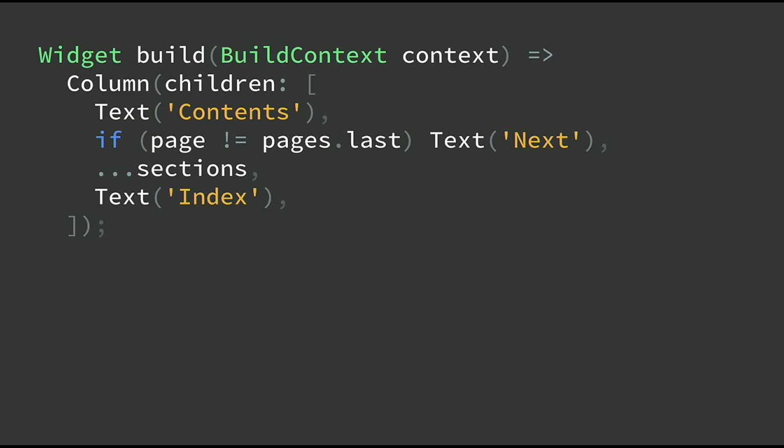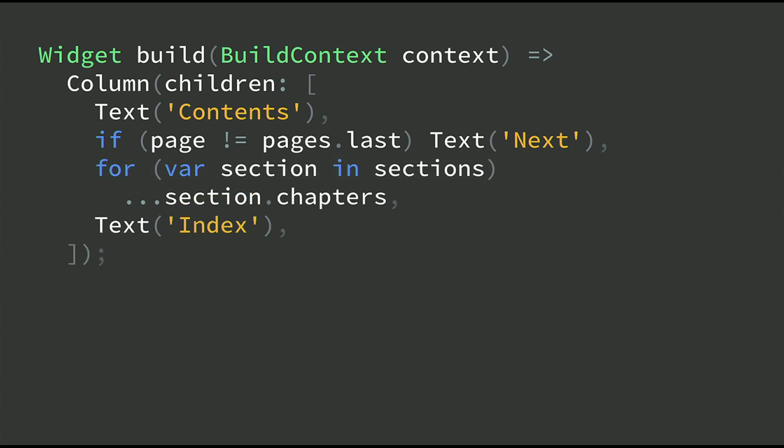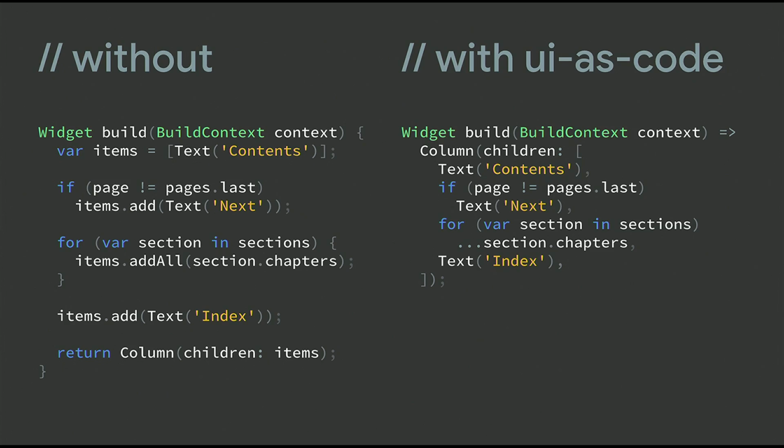The last thing we did was we walked the sections and then did the chapters. For that, we also let you do for directly inside a collection literal. What this will do is just like a for loop, it will execute that body multiple times, and that body can produce as many elements as it wants each time, and all of those will then get flattened out into the resulting collection.